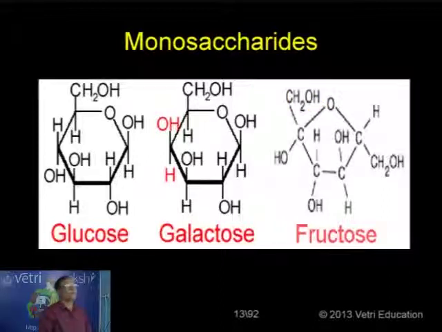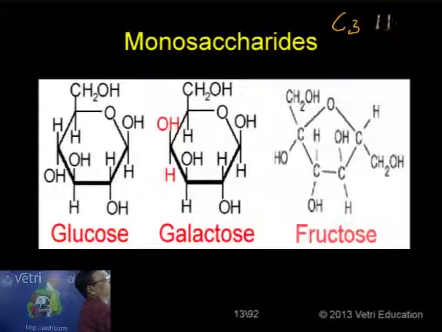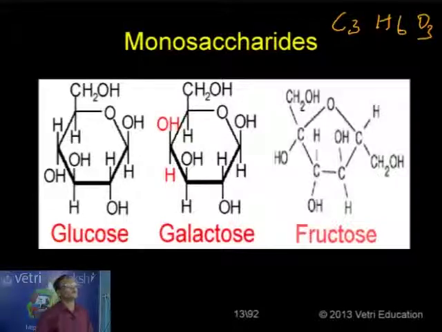Now, I mentioned already that a polysaccharide is a combination of many monomers, the monosaccharides, which are considered the building blocks. Based on the number of carbon atoms, we can classify the monosaccharides into trioses, having 3 carbon compounds. For example, G3P, glyceraldehyde 3-phosphate, and also dihydroxyacetone phosphate. So these are all trioses.